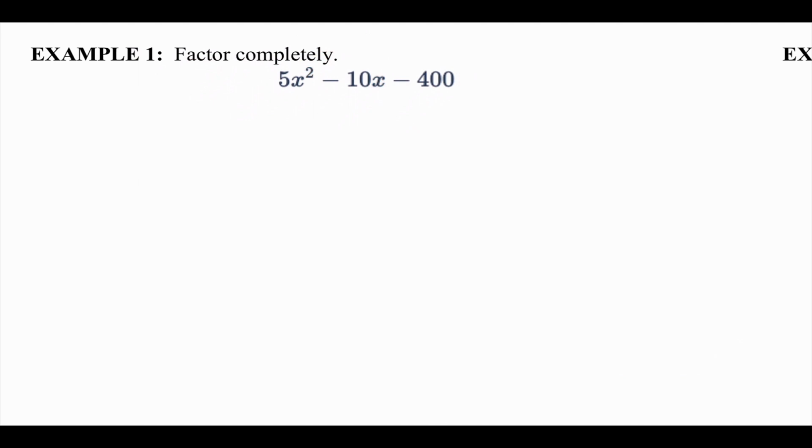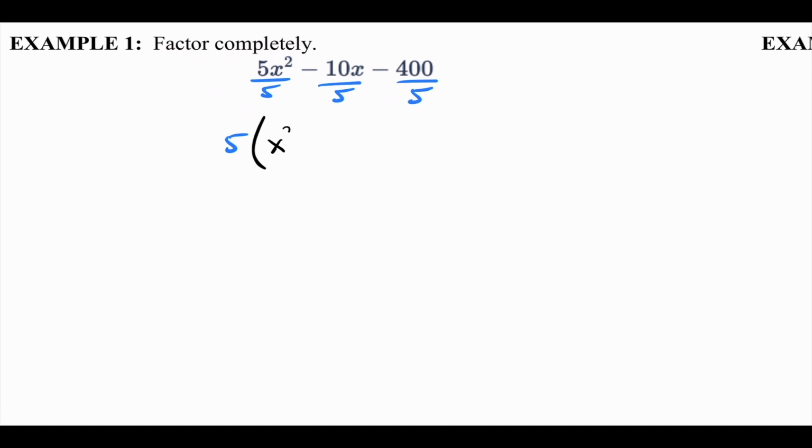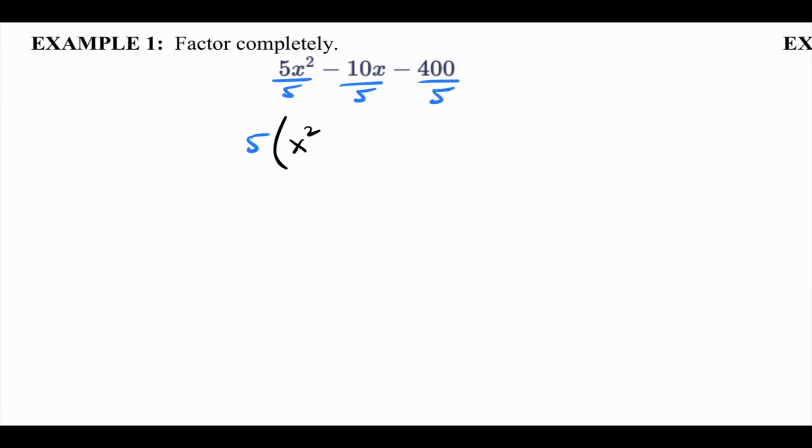Okay? GCF now. What is the biggest thing that goes into all 3 of these guys? I think 5. Yeah, 5. I'm going to divide everything by 5. GCF always goes out in front. What's left when I do that? Well, 5 goes into 5 once, so it's x squared. 5 goes into -10, -2 times. Got an x there. 5 goes into 400, I believe 80 times.